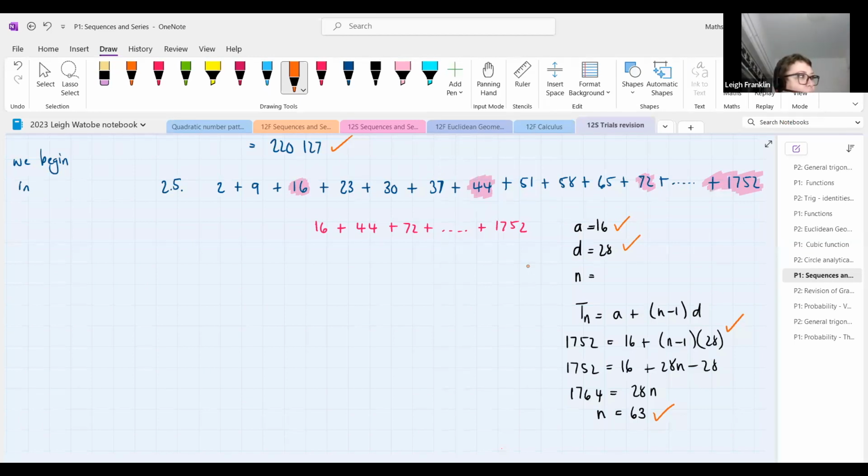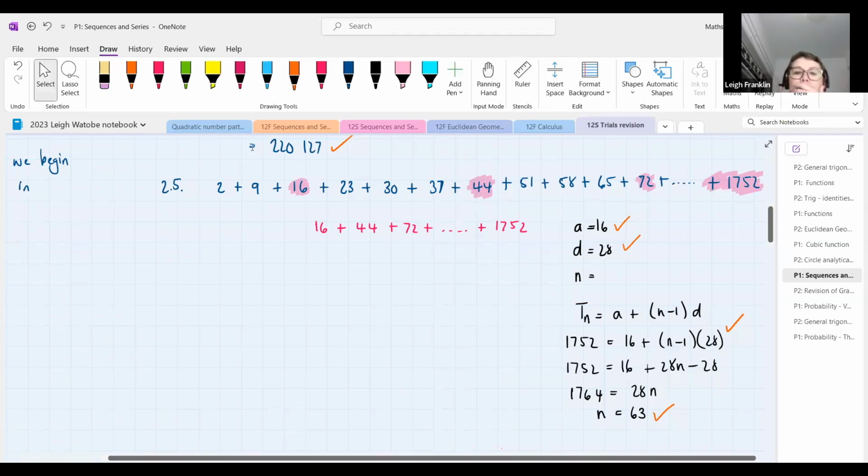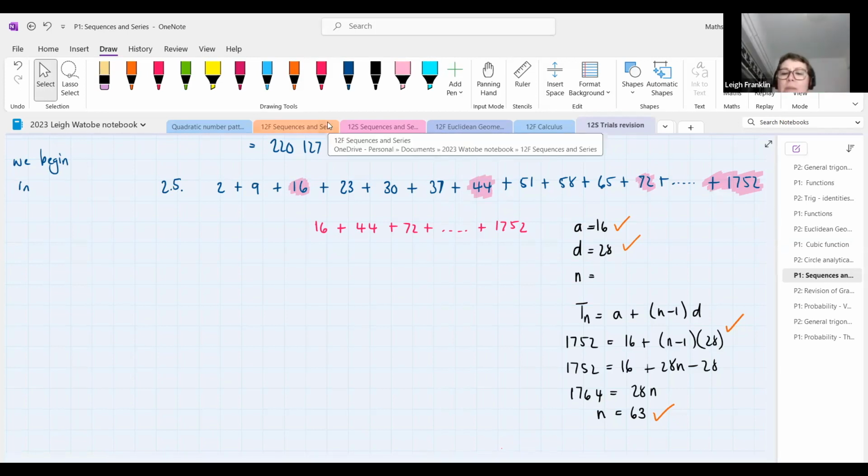Ma'am, I just wanted to know, how do you find the second pattern without doing all that, or is that the only way to find the second pattern? I think so. I'm just trying to think if there's another way that you could possibly answer this question, another method that you could use.